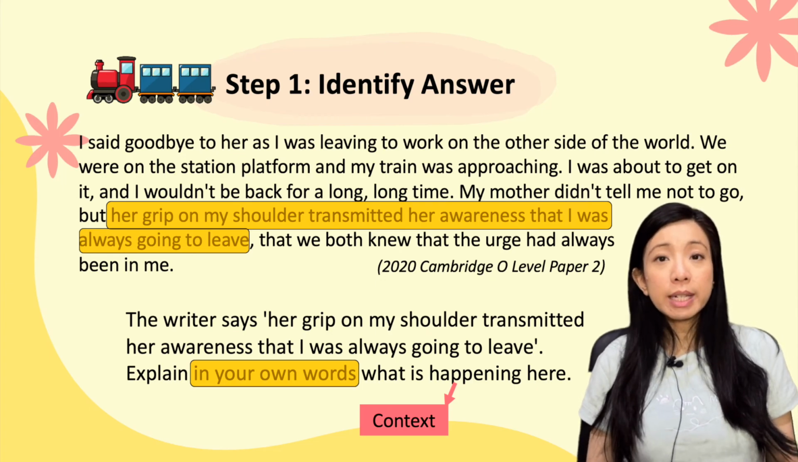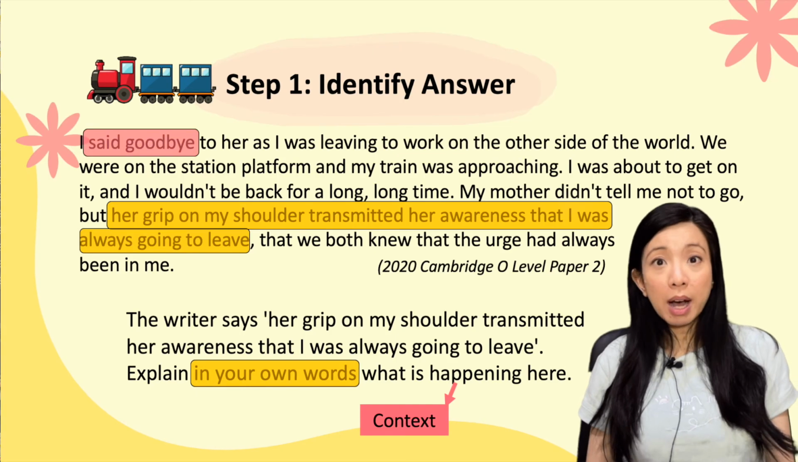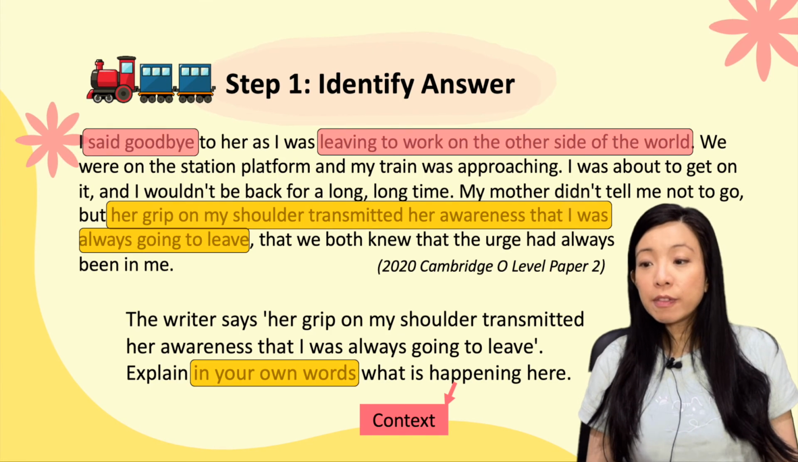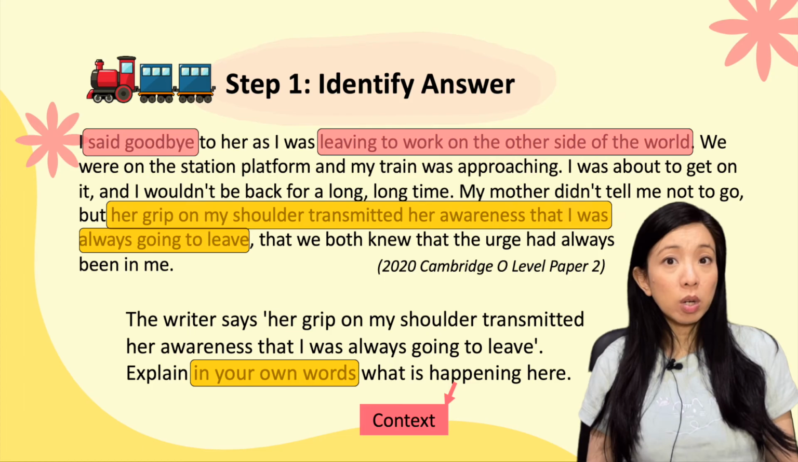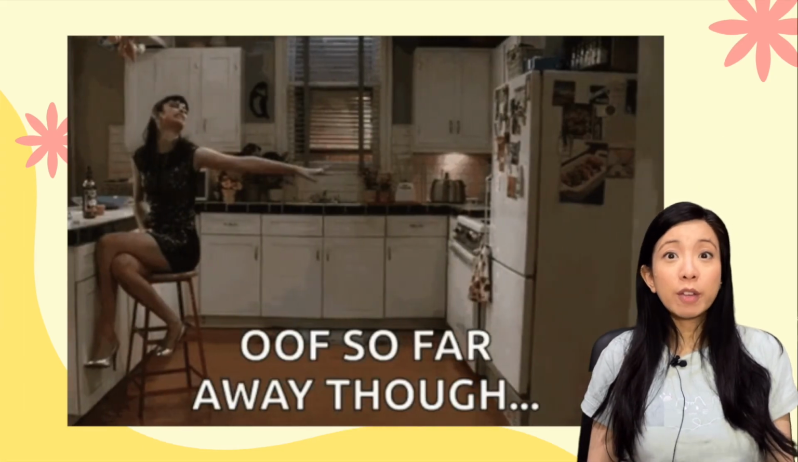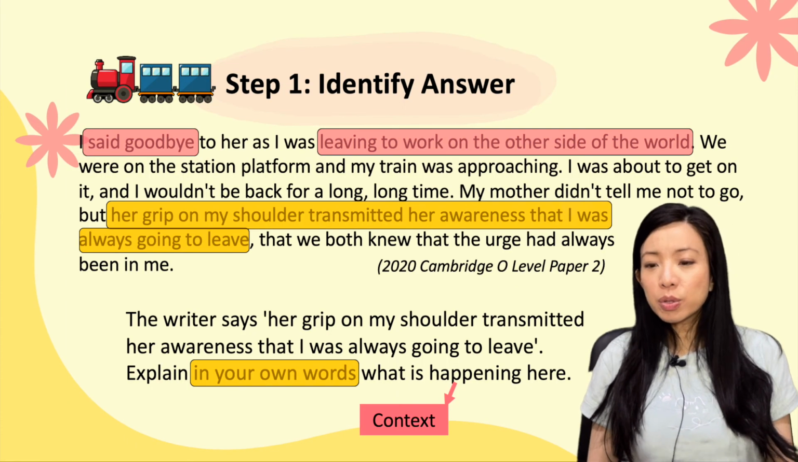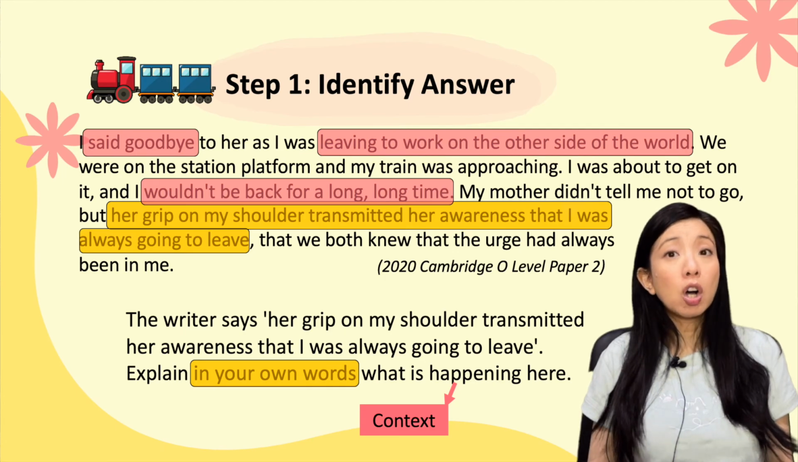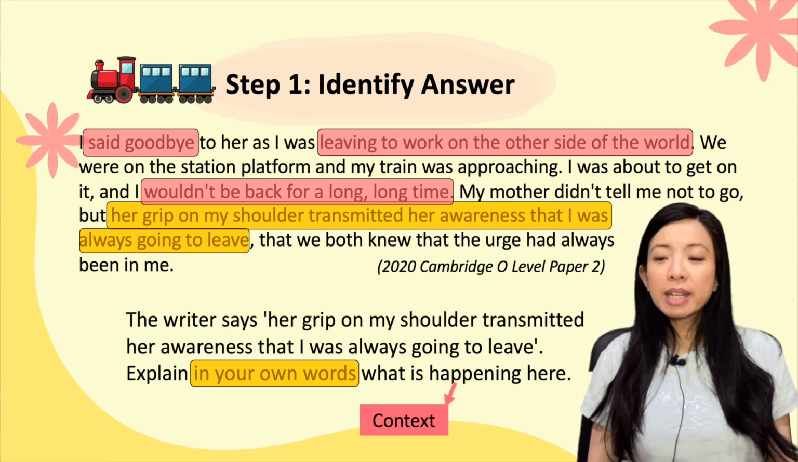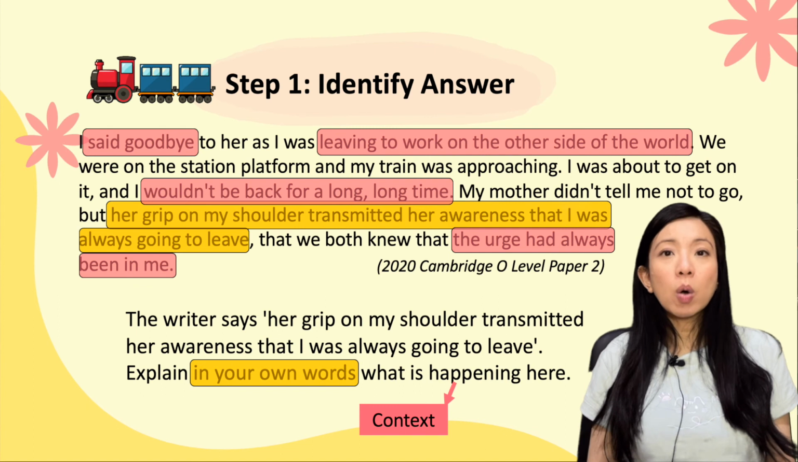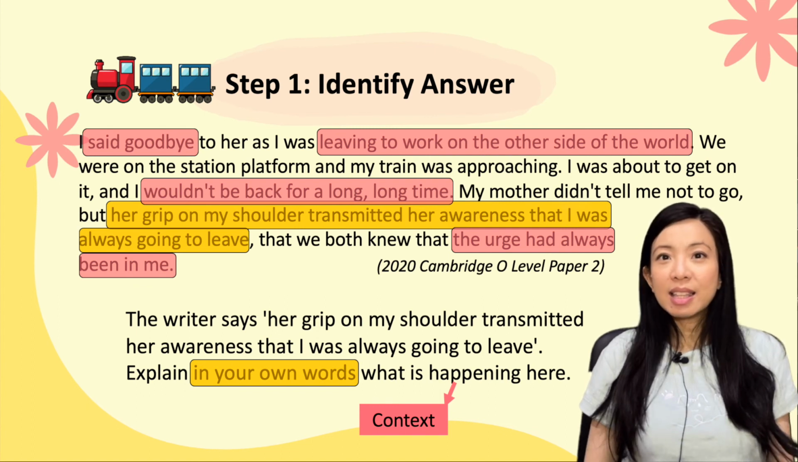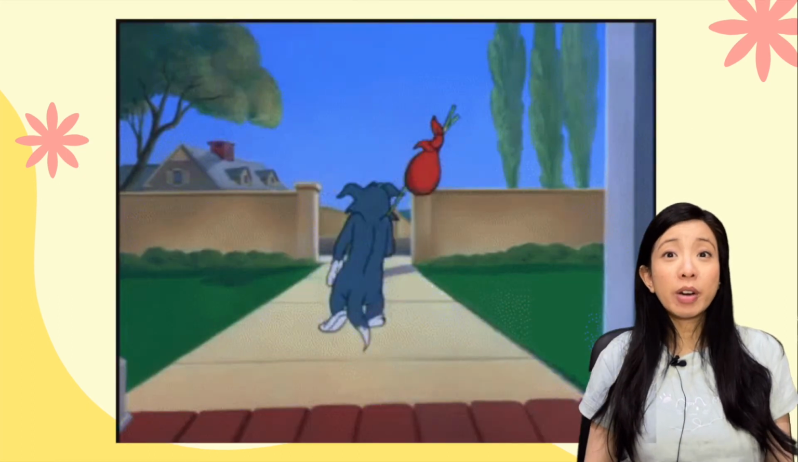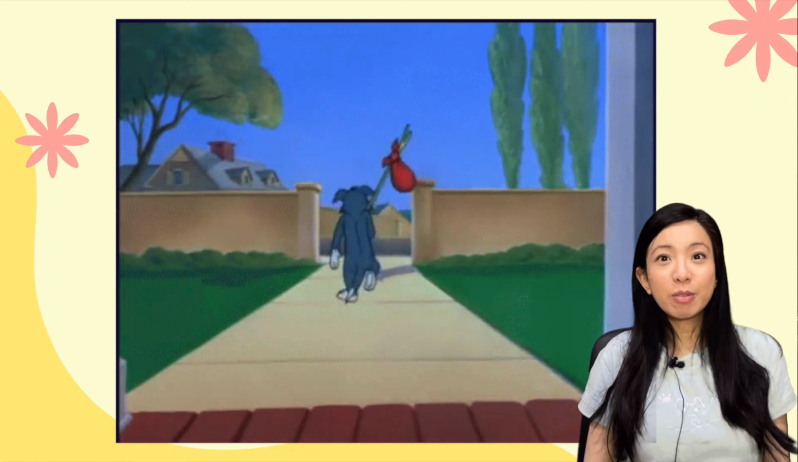Now in the paragraph, they tell us that the writer said goodbye, and the writer was leaving to work on the other side of the world. So that's a really long way from home. And the writer also said that they wouldn't be back for a long time. And the last part here, the writer says that "the urge had always been in me." And what is this urge? This urge is to leave home and to go somewhere else, probably somewhere very far away.